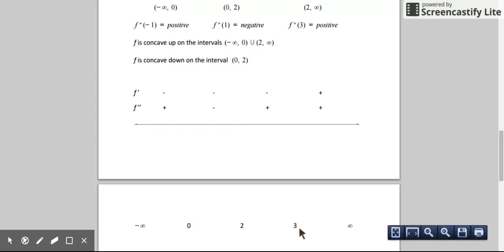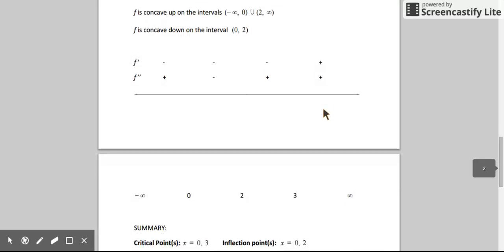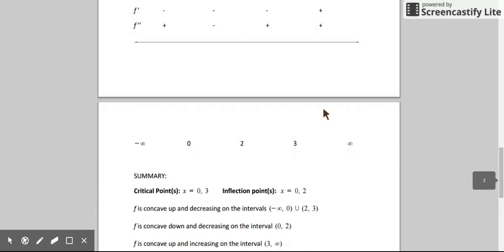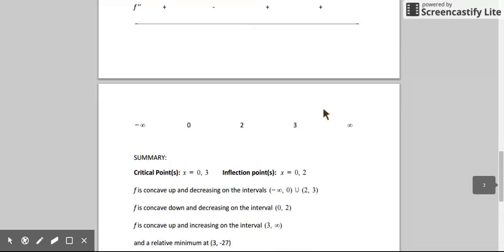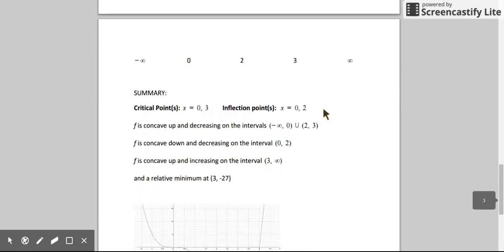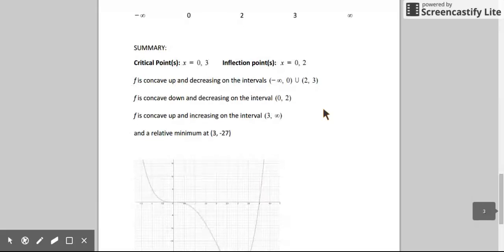And then on my last interval from 3 to positive infinity, my first derivative was positive, my second derivative was positive, so that my graph is increasing and concave up on that interval. So we can summarize all of that information and sketch the graph out, and we know what our graph looks like without having to look at it on a graphing calculator.